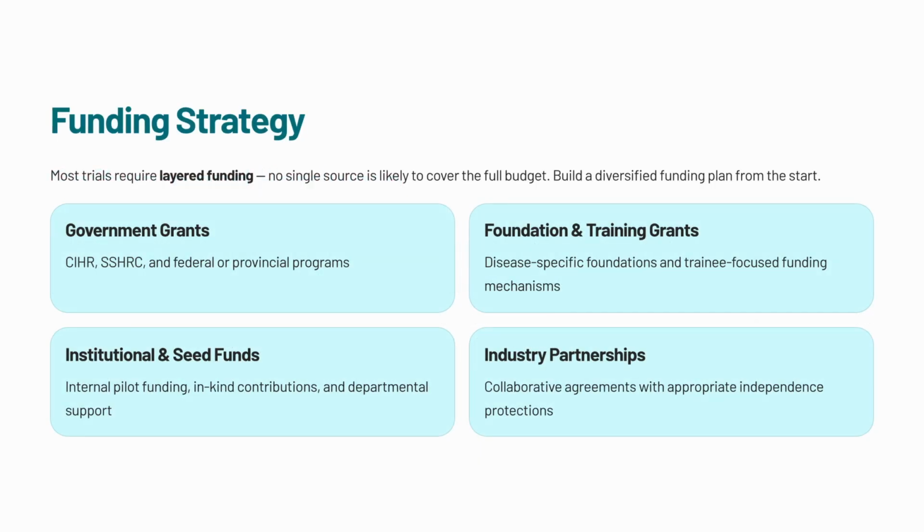Most trials have layered funding. A government grant may support the main trial, while seed funding supports feasibility work. A foundation or training grant supports a trainee or sub-study, and in-kind institutional support covers meeting space, staff time, or infrastructure. Industry partnerships may be appropriate in some cases, but they need clear independence protections.